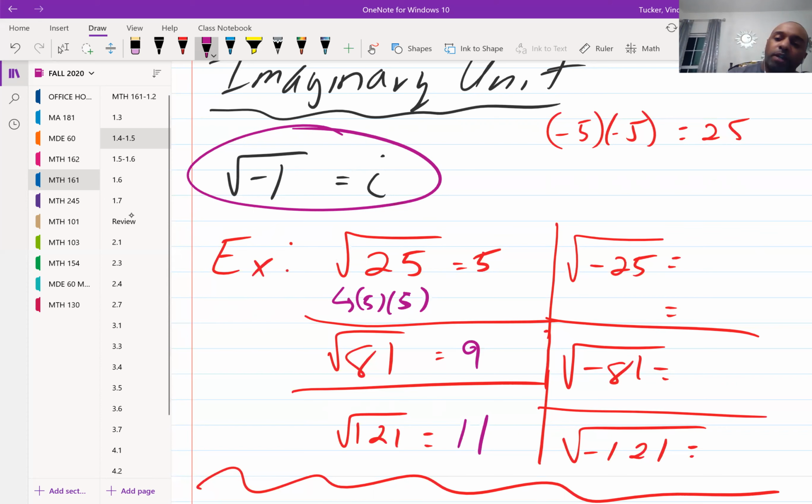The way this would be broken down, of course, you wouldn't write this out every single time, but the way it should be processed is that you're taking the square root of 25 and you're also taking the square root of that negative 1. Square root of 25 is 5, and the square root of negative 1 is i. So the square root of negative 25 will be 5i. Every time that you take the square root of a negative, an i should be involved somewhere. So the square root of negative 81 is 9i. Square root of negative 121 is 11i.